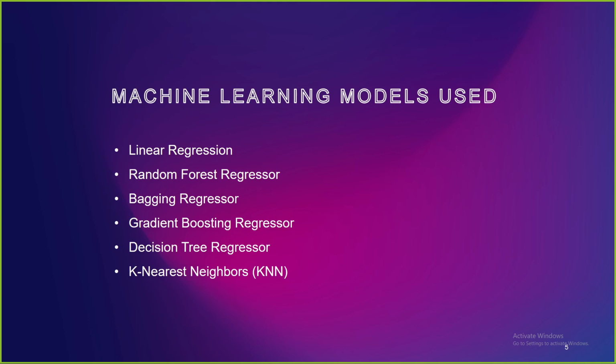Number four, gradient boosting regressor, a boosting algorithm that focuses on reducing bias and improving model accuracy. Number five, decision tree regressor, a tree-based model that works by splitting the data into smaller segments. Number six, K-nearest neighbor, a non-parametric method that makes predictions based on the similarity between data points. These models were chosen because they offer a range of complexities, allowing us to evaluate their efficiency in predicting car prices.